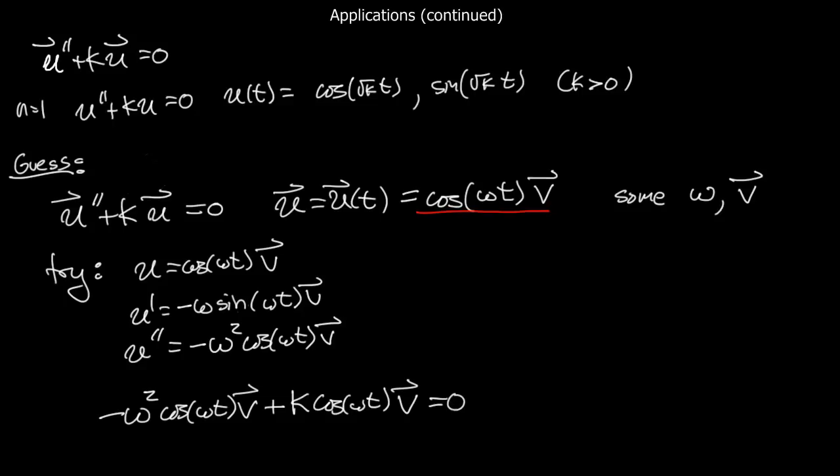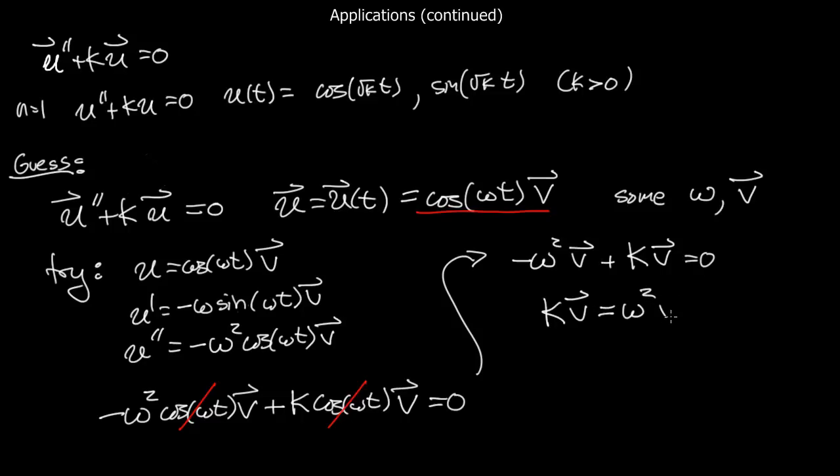times cosine omega t v. That's supposed to equal 0. And so you can cancel the cosine terms, and obviously v is supposed to be an eigenvector for k with some eigenvalue. It turns out that you want minus omega squared v plus kv is equal to 0, which is to say kv is supposed to equal omega squared v.